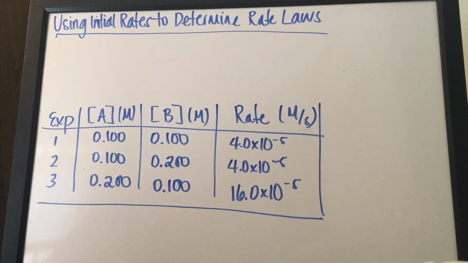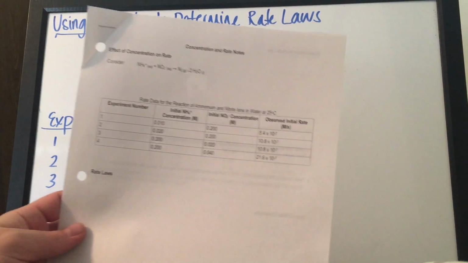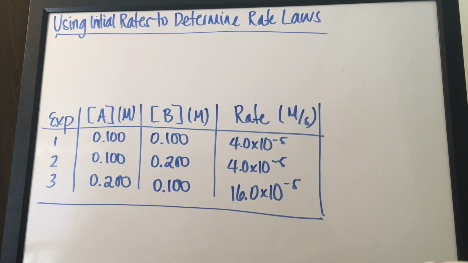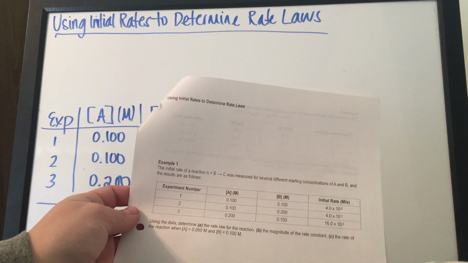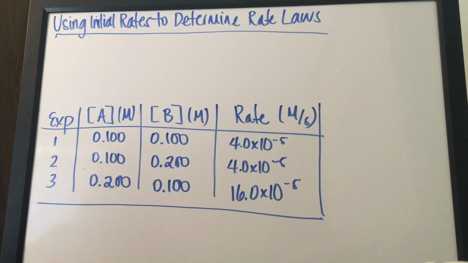Okay, this is a continuation of concentration and rate notes. We have finished this whole front and back of the first page. We just finished talking about units of the rate constant, and now we're over here using initial rates to determine rate law. Okay, so I left you a good amount of space to tell you not a whole lot, so sorry about that.